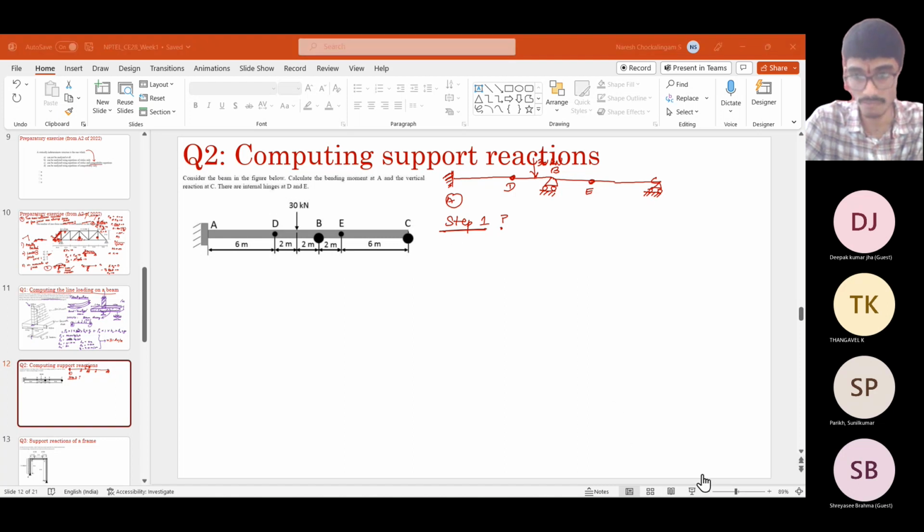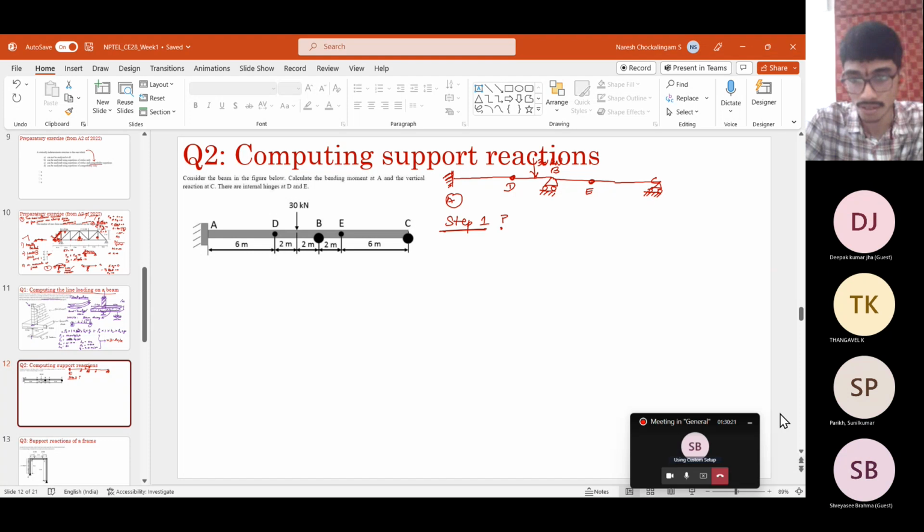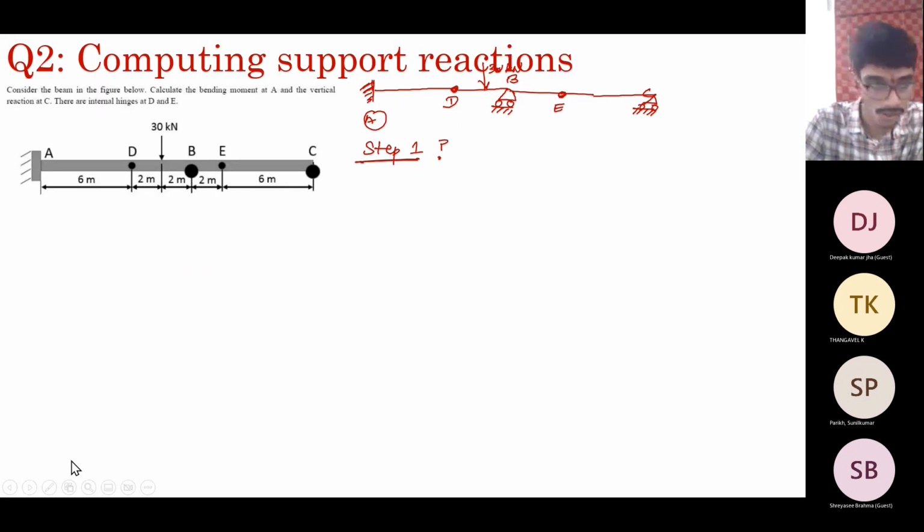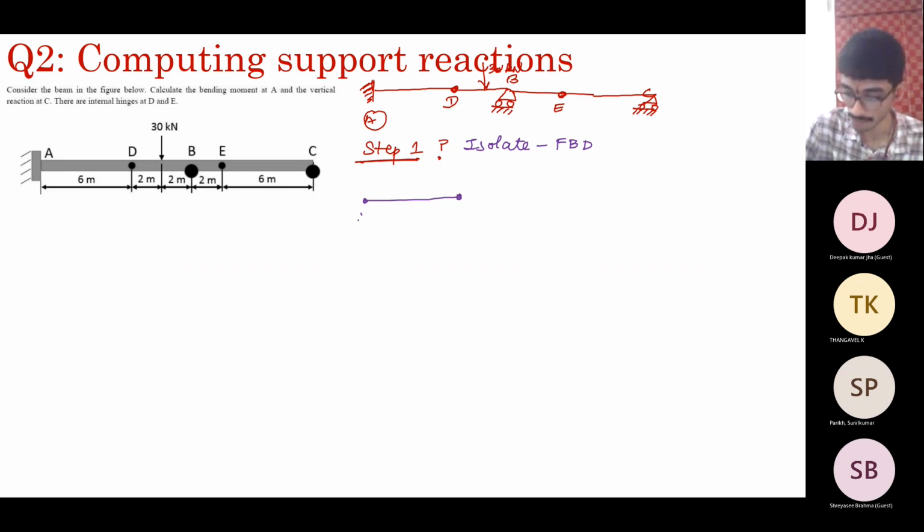So step 1 is to isolate and draw the free body diagram. Is this a statically determinate structure? Yes. So isolate each component. Consider the span AD. What are the forces that act here? You will have AX, AY, and an unknown moment MA.